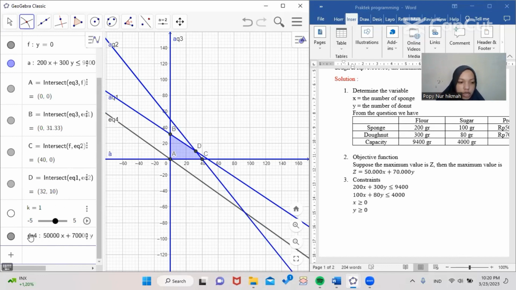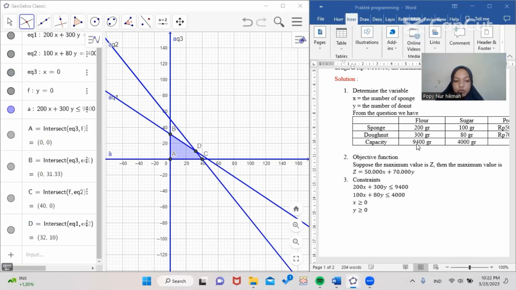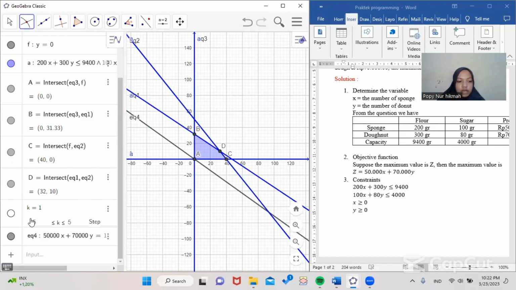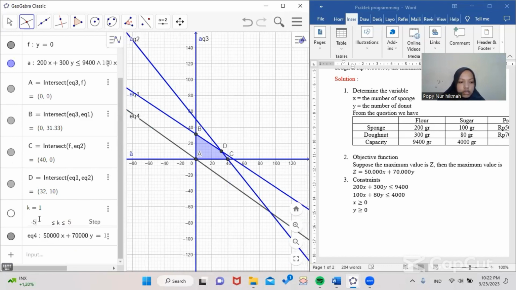To find the maximum value, we have to write the objective function first. The objective function is 50,000x plus 70,000y is equal to k. In this slider, the interval of k is 0 until 10 million.